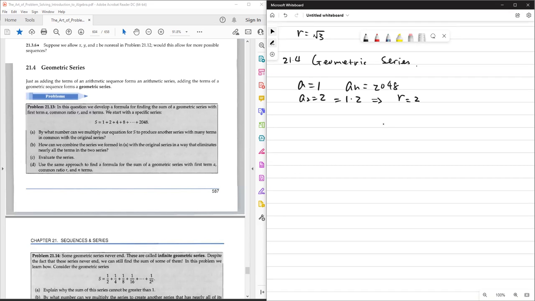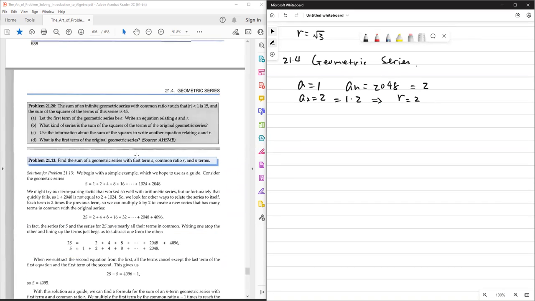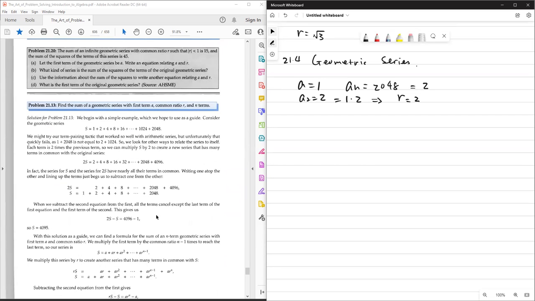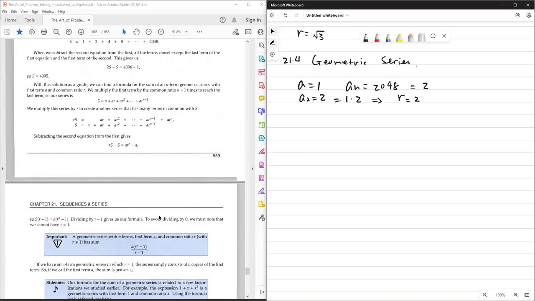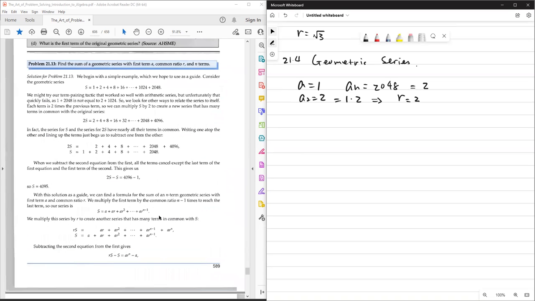And this equals 2 to the power, to figure out what the n is. Let's see. Does not tell me.